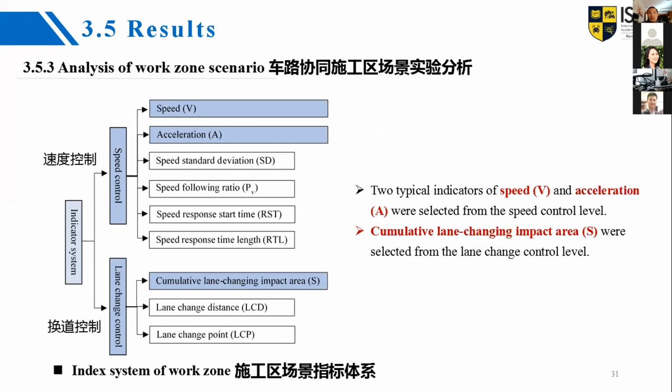Let's talk about the last scenario, a work zone. Here is the index system of the work zone in this paper. 2 typical indicators, speed and acceleration, were selected from the speed control level. Cumulative lane changing impact area was selected from the lane changing control level.